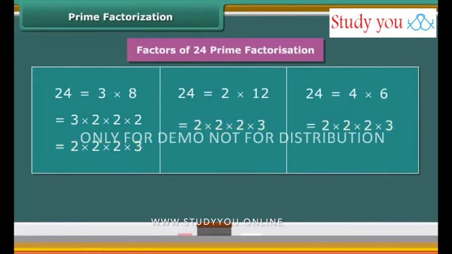In this factorization, the factors involved, 2 and 3, are both prime numbers. Such a factorization of a number is called prime factorization.